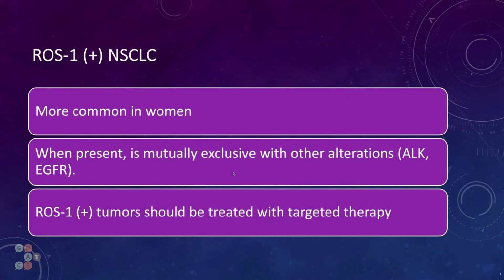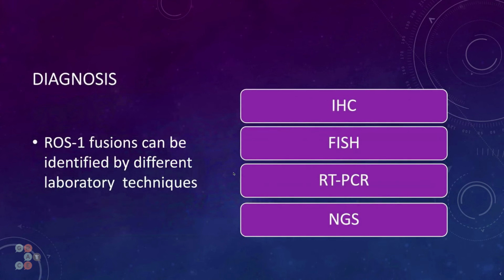ROS1 positive tumors should be treated with targeted therapy. That's an important concept. Now, to do that, you need to identify them. And how do we make the diagnosis? We need to do testing on the tumor. And you can do immunohistochemistry. You can do fluorescence in situ hybridization, what used to be the standard for ALK and ROS at the beginning. You can do PCR. But most recently, we're doing next generation sequencing.